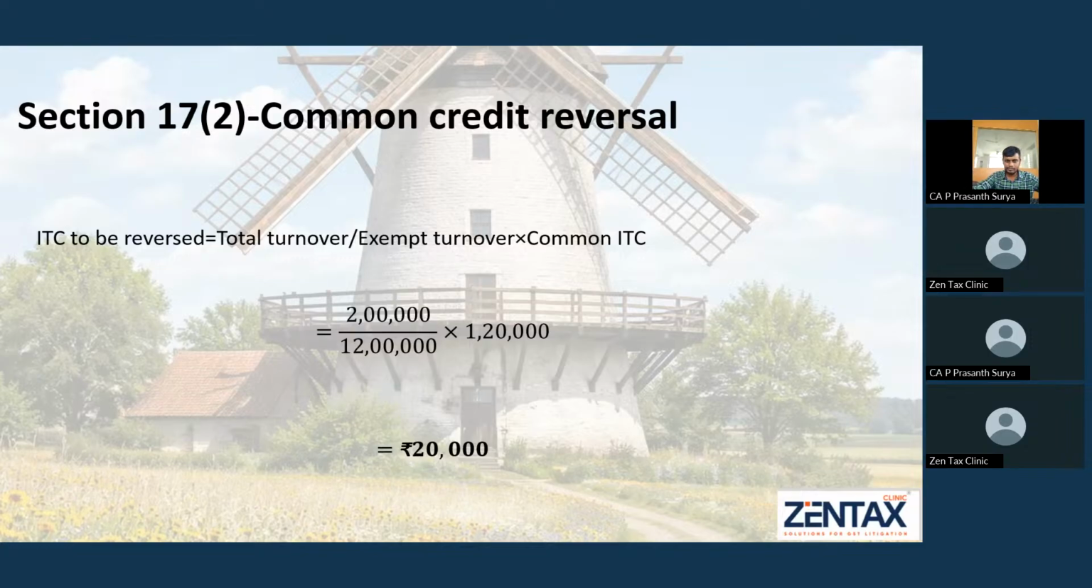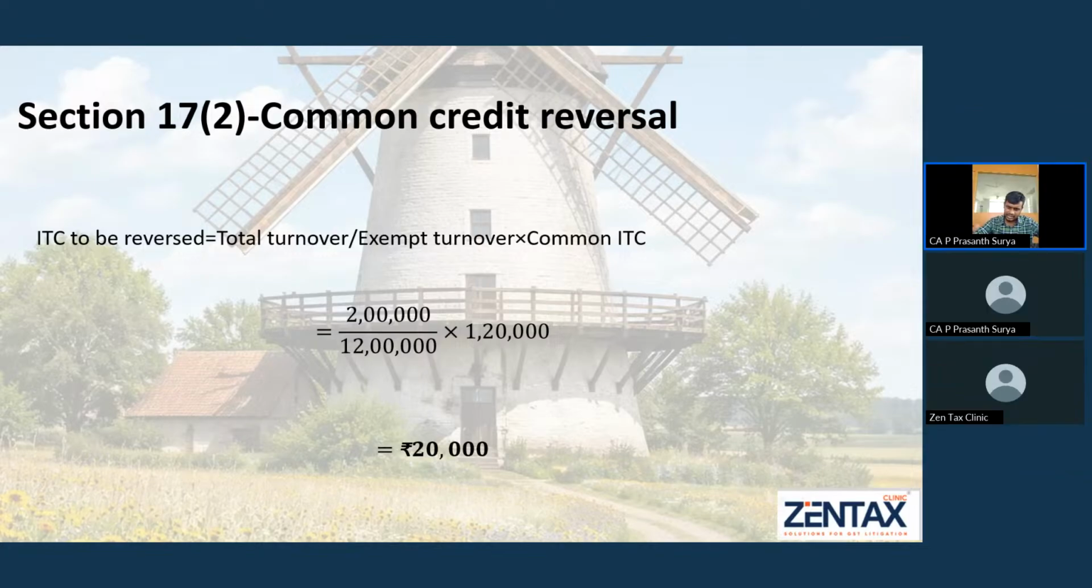This is the most simple calculation and this is the most frequent calculation that is done, because in many cases there will be exempt supplies, there will be taxable supplies, and there will be common credit which can be easily bifurcated upon seeing the P&L expenditure itself, indirect tax expenses itself. So this is the very simple calculation with respect to common credit ITC, unless we have some peculiar non-recurring transactions. This is the regular calculation.